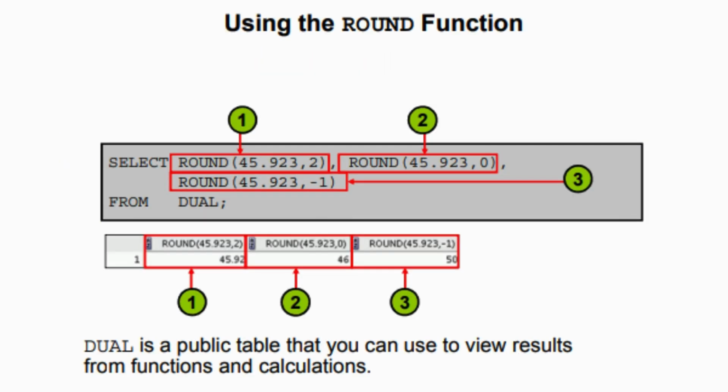The round function rounds the column, expression, or value to n decimal places. If the second argument is 0 or is missing, the value is rounded to 0 decimal places. If the second argument is 2, the value is rounded to 2 decimal places. Conversely, if the second argument is -2, the value is rounded to 2 decimal places to the left, rounded to the nearest unit of 100. The round function can also be used with date functions. You will see examples later in this lesson.